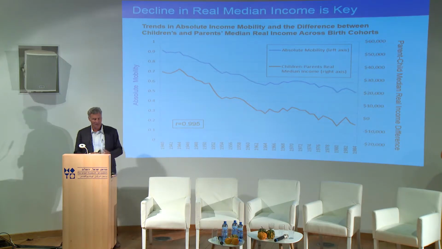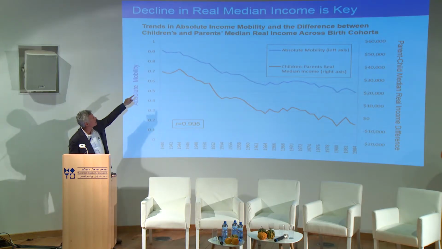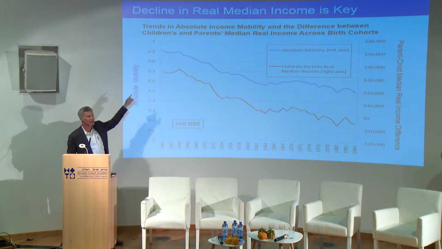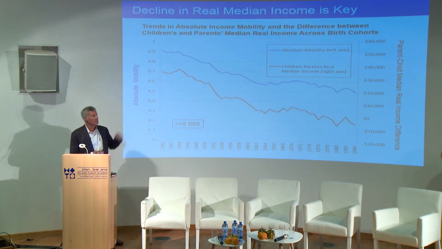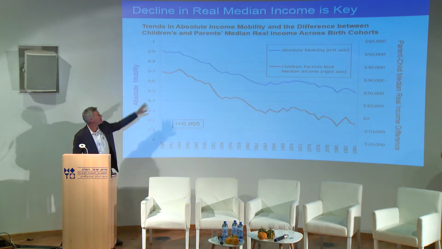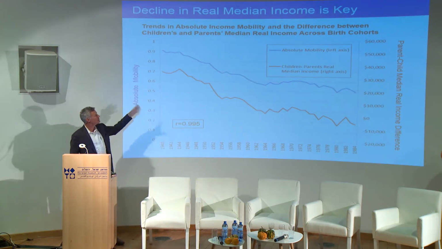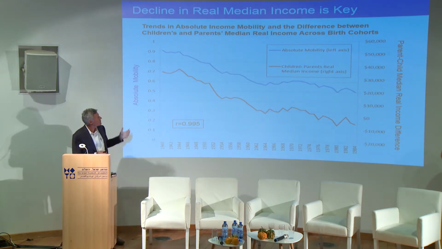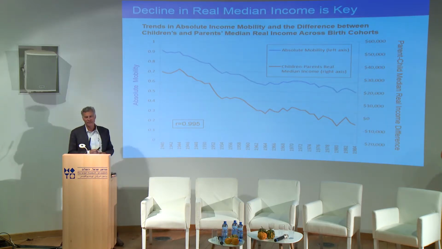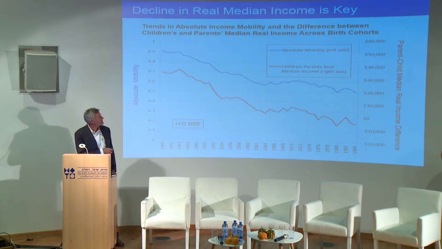Or another way to put that, the blue line here is Chetty et al.'s estimate of absolute income mobility, which fell from 92%, that's on the left scale, to 50%, that's on the right scale. And the red line is the difference in median income, real median income, between parents and children from those cohorts. You'll notice they're parallel lines. The correlation coefficient is 0.995, which for me was a personal record in terms of generating correlation coefficients. Although in a moment I'll tell you we actually broke that record.